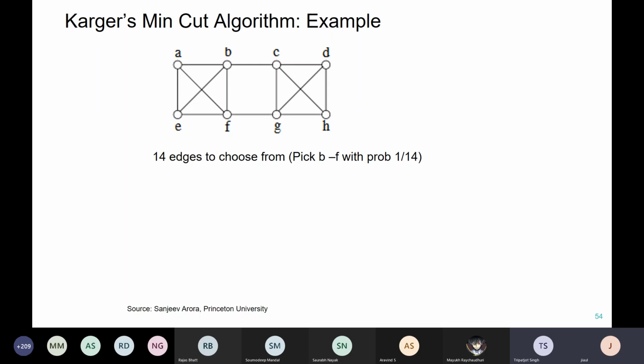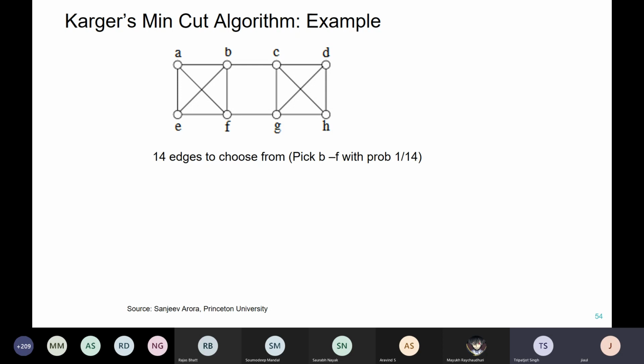In any randomized algorithm, as you know, you generate the probability value using a random number generator. You have standard libraries in Python, C, and everywhere. You can generate a random number, and based on this you can choose a particular edge. So any edge will be chosen with probability 1 by 14. For example, you run a random number generator and, based on what it gives, you pick the edge B and F. That's the first step.